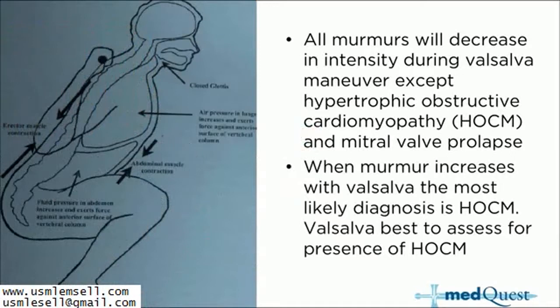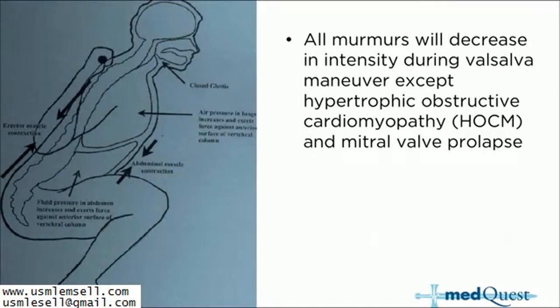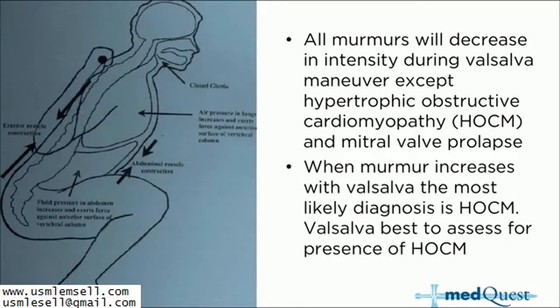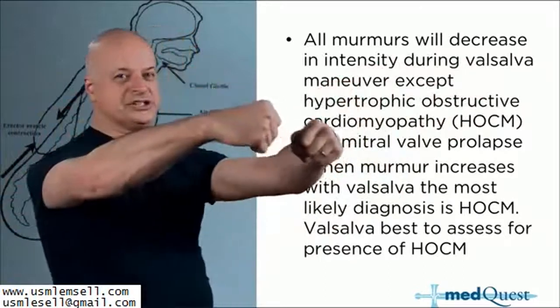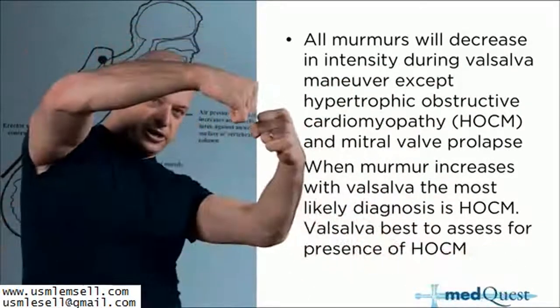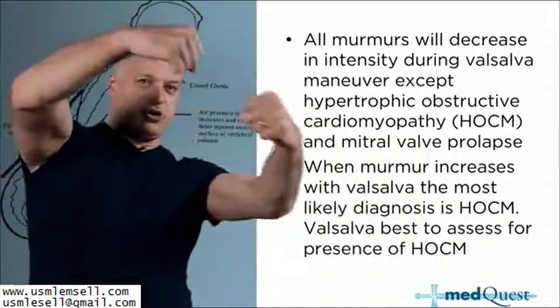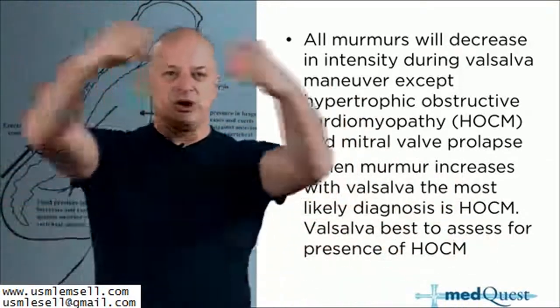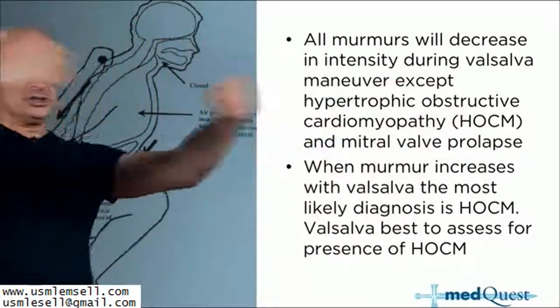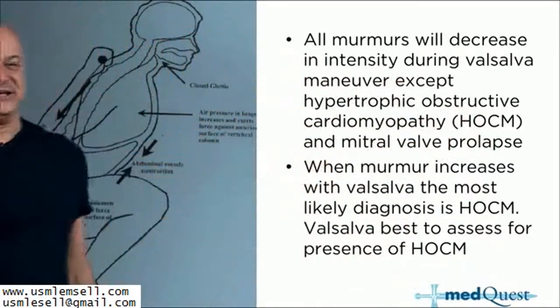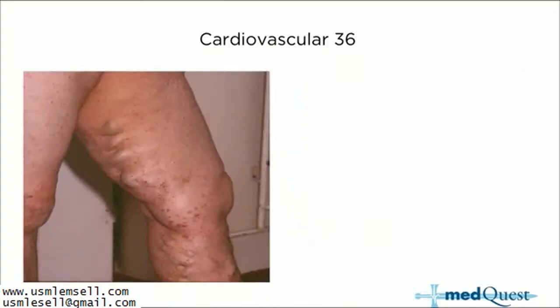HOCM versus aortic stenosis. When the murmur increases with Valsalva, it's hypertrophic obstructive cardiomyopathy, because anything that makes the heart smaller increases the obstruction. Smaller heart, increased obstruction. Bigger heart, less obstruction. Small heart, big heart. Oh yeah.